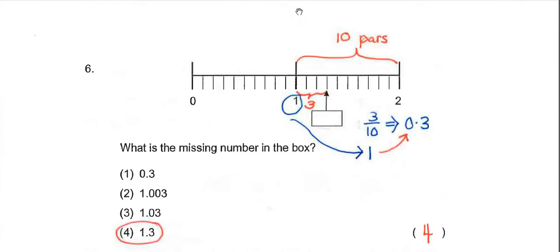This is really easy. First thing you need to do with this line over here is notice the answer must be more than 1. It is not from 0. It's not 0 point something to 1, but 1 point something to 2. Now look at it: 10 parts, 3 parts. So 3 out of 10 is 0.3. Now look here. 1 whole plus 0.3 is 1.3.